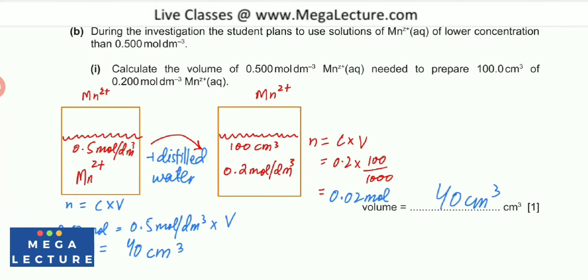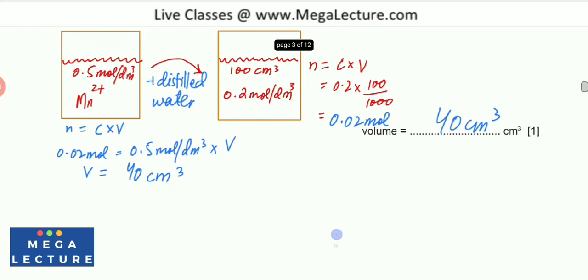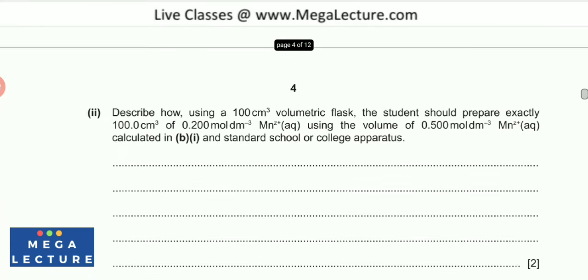So remember, when you're diluting solutions, one solution being made from the other solution, the trick is that the moles present in this solution are all coming from the other solution. So the moles are going to be the same. The rest is water. So you have a 100 cm cube solution. You're taking 40 cm cube of this solution and adding distilled water to dilute it. So that's the amount of Mn plus that you would need from the original solution. Let's move to the next part.